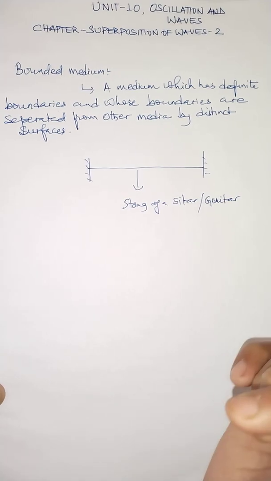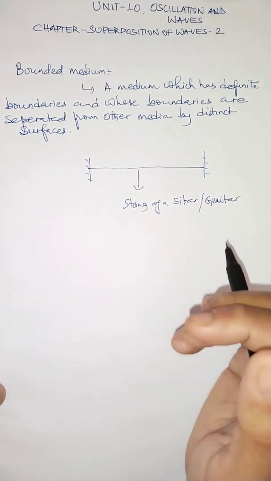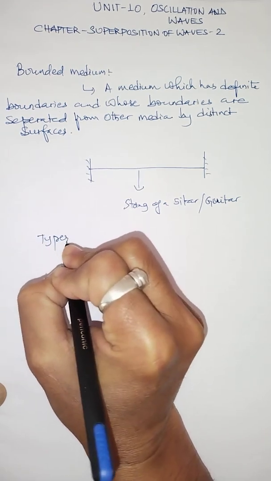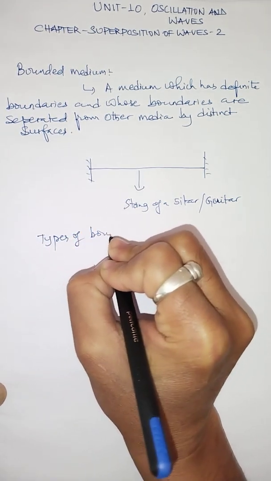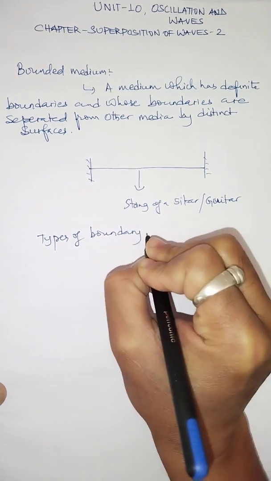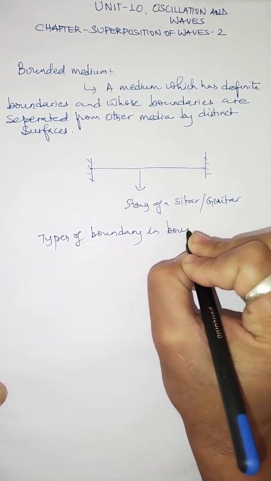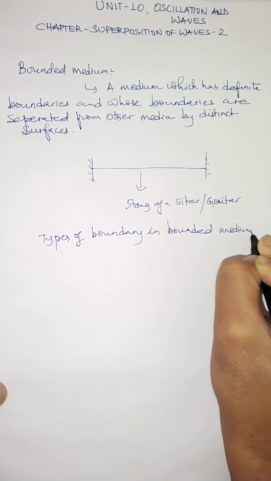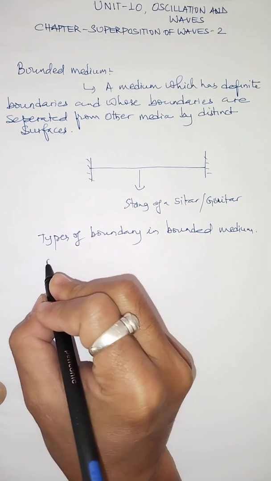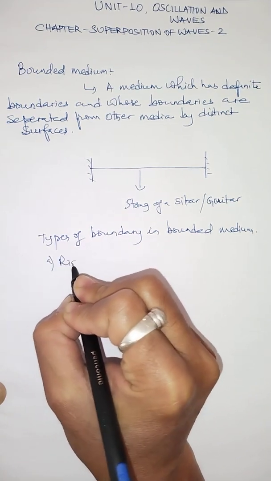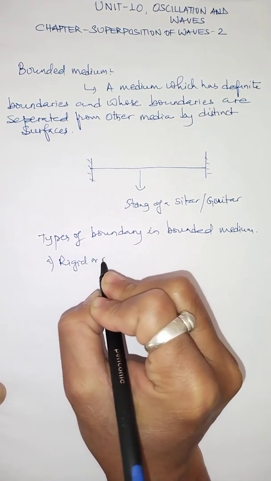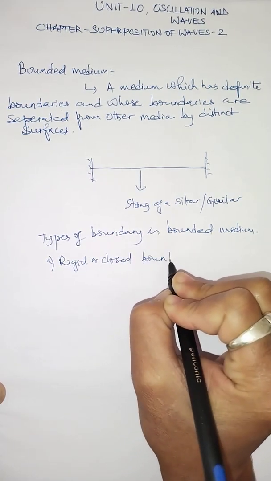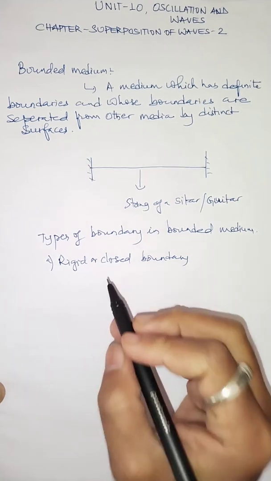Now the boundary of a bounded medium is basically classified into two types. So in a bounded medium, the boundaries are of two types. Number one is rigid, also called closed boundary.